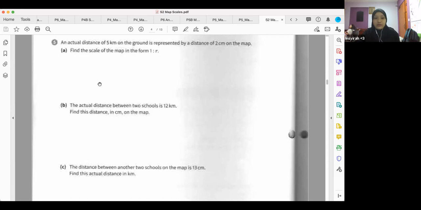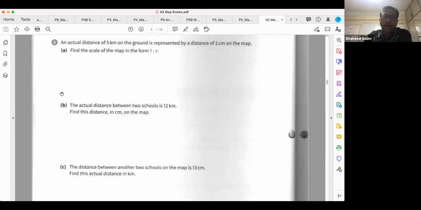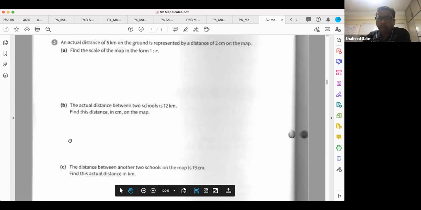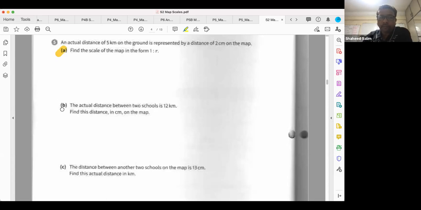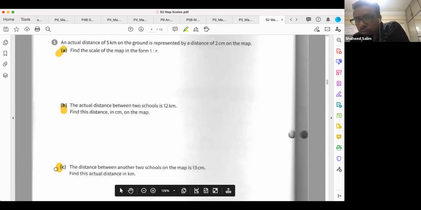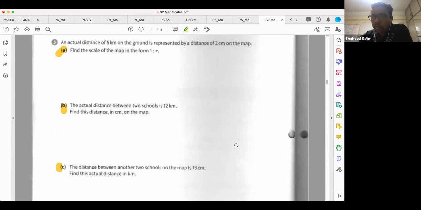Teacher, which one should we do? All of question 5A, B, C, all interconnected. You know how to do it or not, Inshi? Do you know how to do? Well done, Shafi, but not in KM lah. Oh, in KM. Okay, wait.